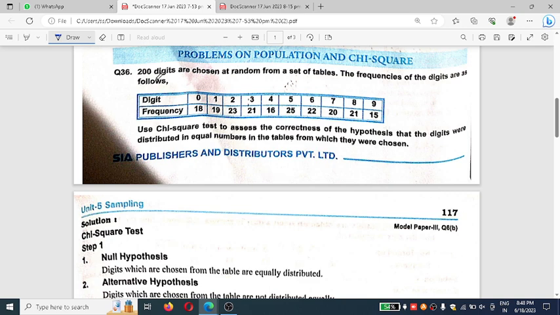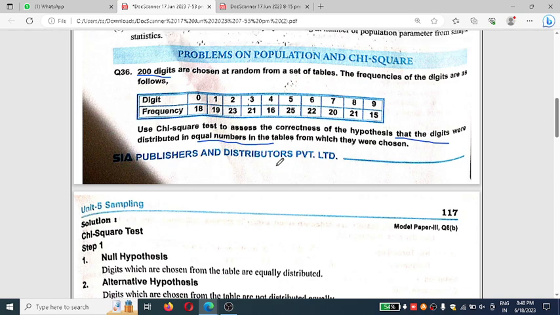See here students, you have to remember that in the question, this 200 is given. 200 digits are chosen at random from a set of table, and you are calculating the chi-square test. This is the question. You need to test whether the digits were distributed in equal number in the table or not. So there are some steps in chi-square, students.